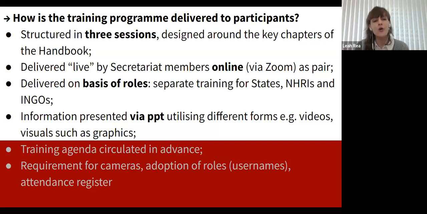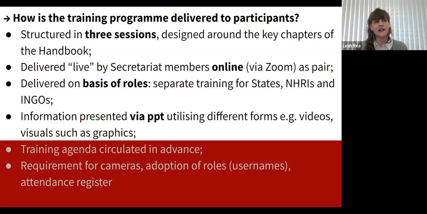So at the minute, the requirements are quite basic around please ensuring cameras are switched on for the duration of the training, that participants change their Zoom names to reflect their titles. So someone who's from an NHRI of the UK, for example, will say NHRI UK as their username. It's just to help them start to adopt that role and the formality arising with that role, and understanding the tone and diplomatic language that will come with the on-site simulation.